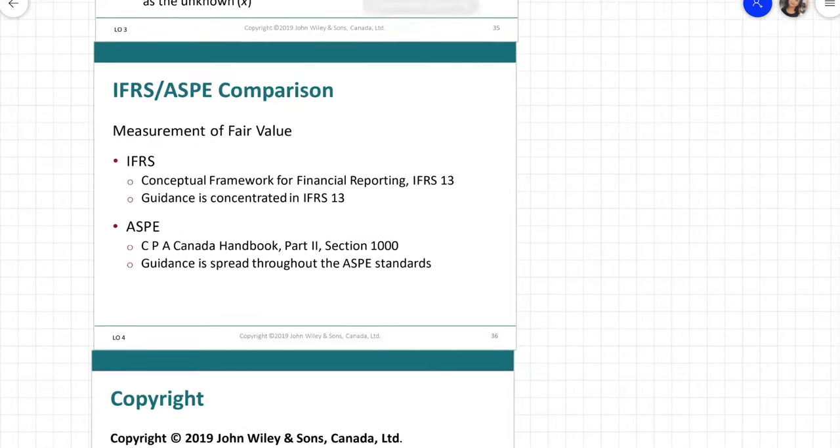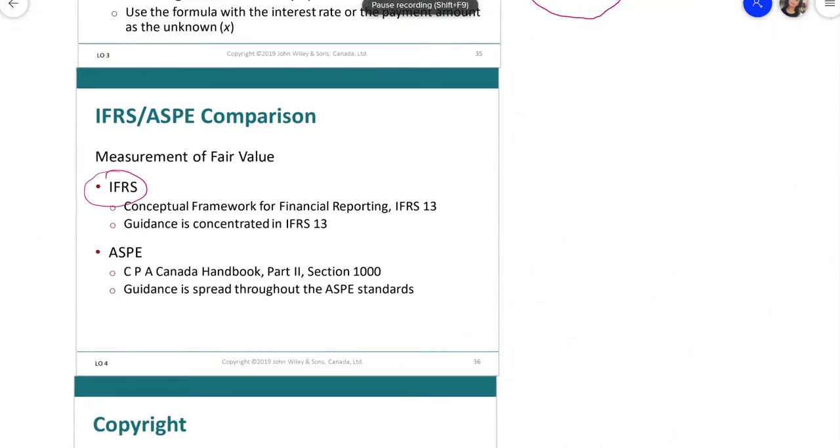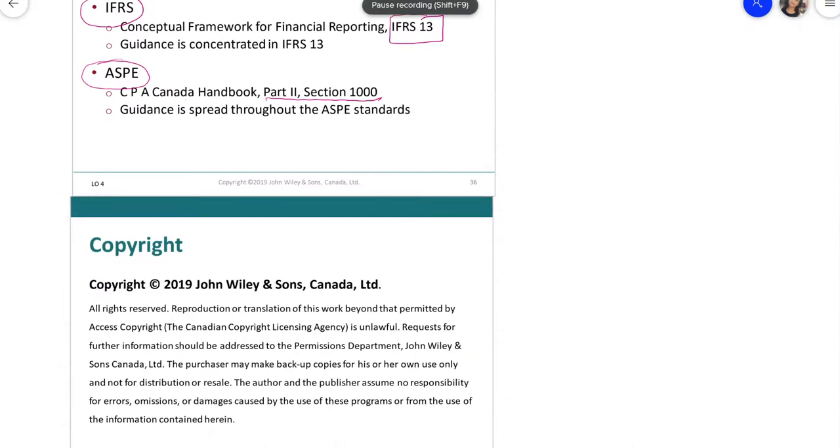Now going further, when we're doing the measurement of fair value, IFRS has a different way of measuring the elements, and ASPE has a different one. ASPE uses the CPA Handbook, Part 2, Section 1000, whereas IFRS uses IFRS 13. That's where most of the guidance is available to public companies on how to measure the fair value of your assets. So that's it for chapter 3.